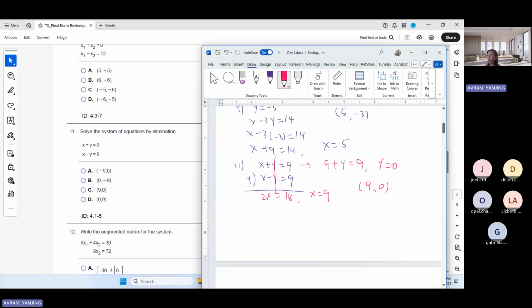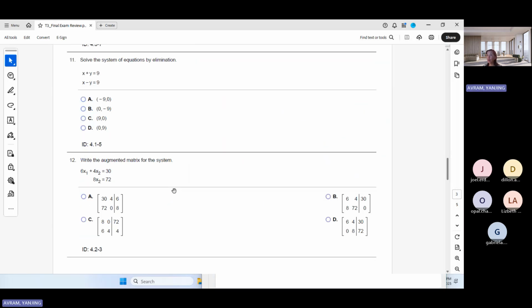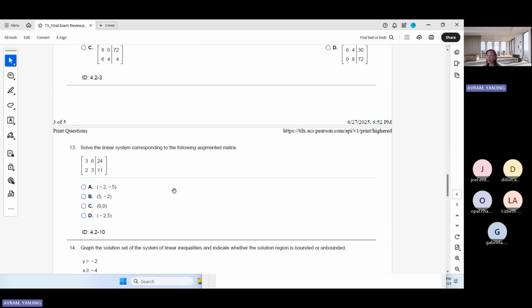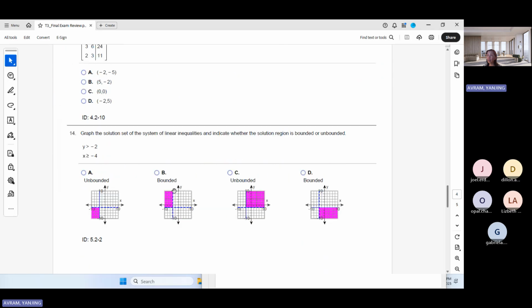Always write down an ordered pair. Your ordered pair is always x first, y second. Okay? Because look at that. You have 9, 0 and 0, 9. So if you are not careful, you will choose the wrong answer. Okay? So always write down x first, y second. All right, so that is 4.1. Let's see, do we have any more 4.1? No?